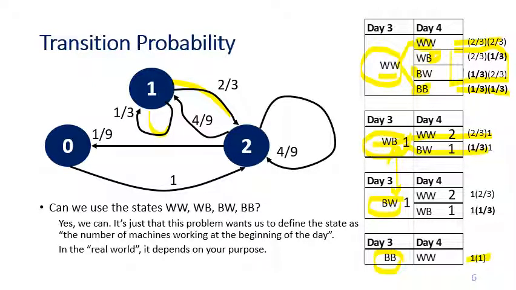You may also ask, can we use the states WW, WB, BW, and BB? Well, yes, we can actually. It's just that this problem specifically wants us to define the states as the number of machines working at the beginning of the day. In the real world, how do you decide the definition of your state? It really depends on your purpose of analyzing the problem. Maybe 0, 1, 2 is more suitable, or maybe WW, WB, BW, and BB is more suitable to your purpose of modeling. So we do 0, 1, 2 just because the problem specifically wants us to define the states like that. Okay.